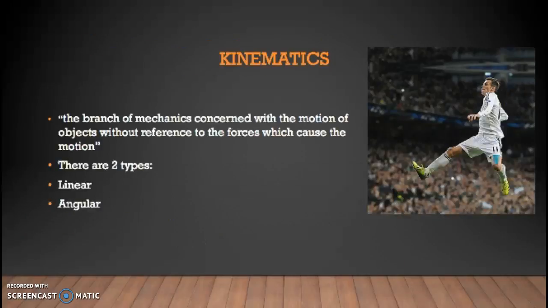Now on to kinematics. This is the branch of mechanics concerned with the motion of objects without reference to the forces which cause the motion. There are two different types, which are linear kinematics and angular kinematics, which I will go through in a second.